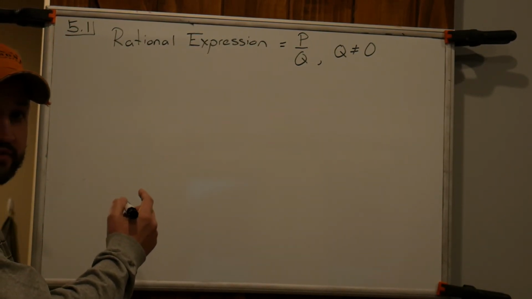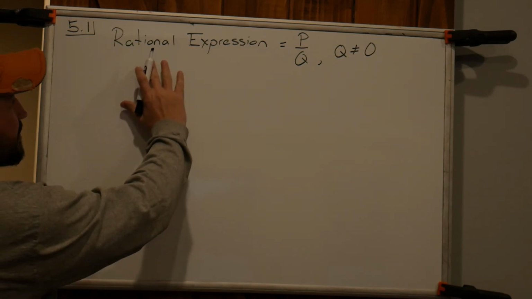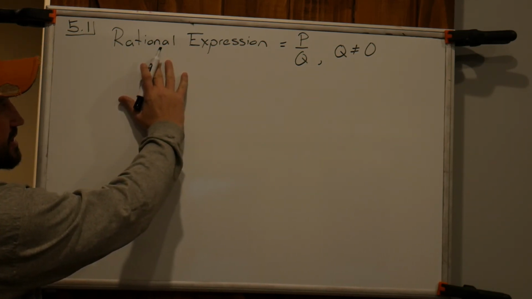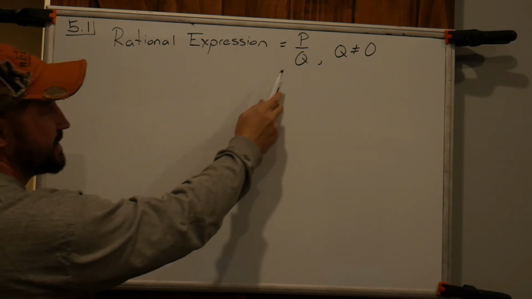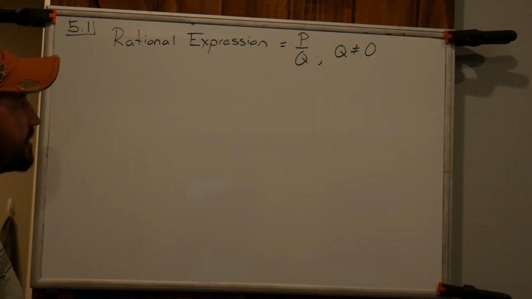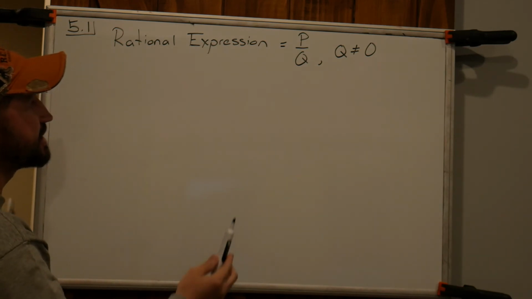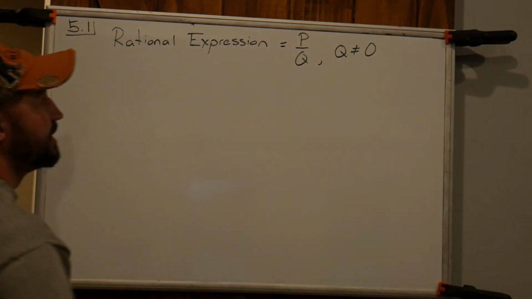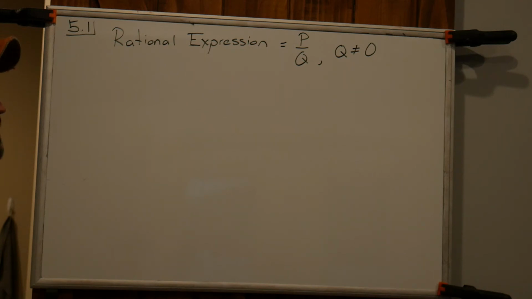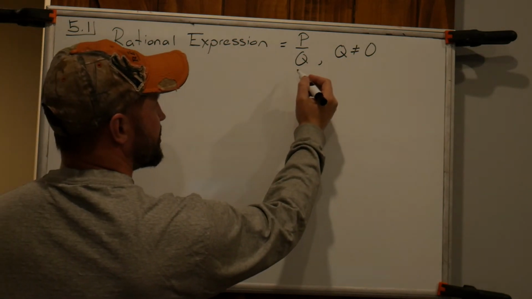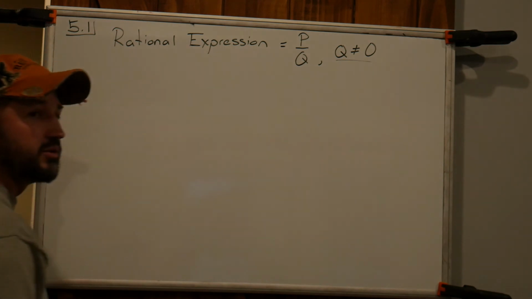Let's work on section 5.1 now. We're dealing with rational expressions. All they mean by a rational expression is P over Q. Anything that can be written P over Q, where P and Q are polynomials in this case, Q not equal to 0. Really, all you need to remember here is that your denominator cannot equal 0.